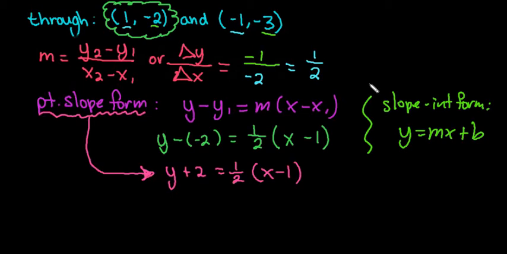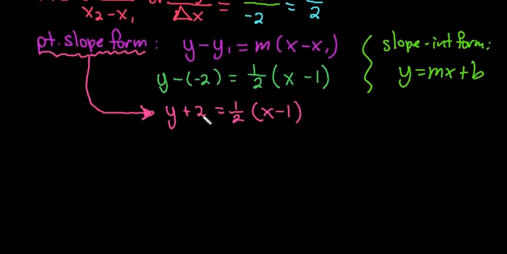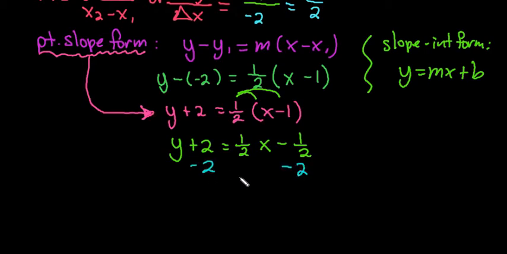But we're going to go ahead and transfer it into slope-intercept form because that's most likely the form that you would be working with the most often. So we would go ahead and distribute the 1/2 in. So I have y plus 2 equals 1/2 x minus 1/2. And then we want to subtract 2 from both sides.